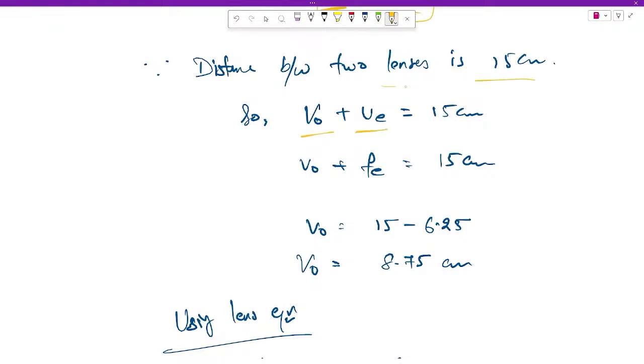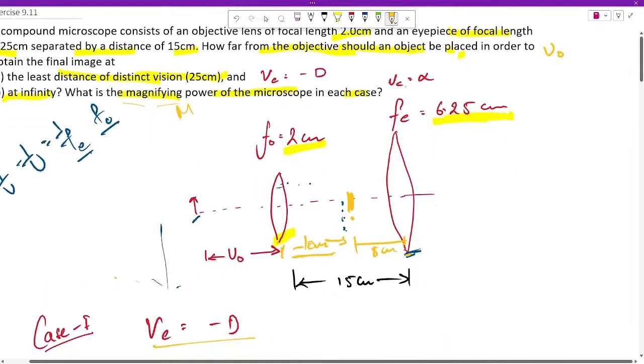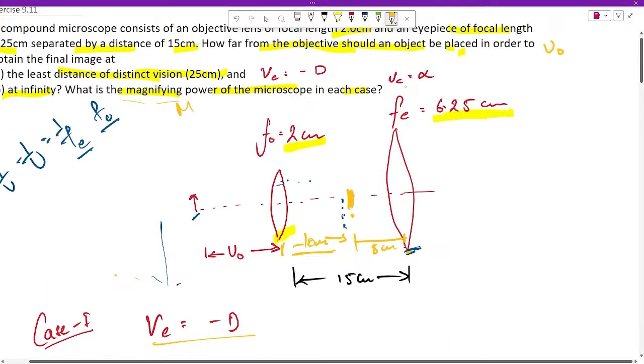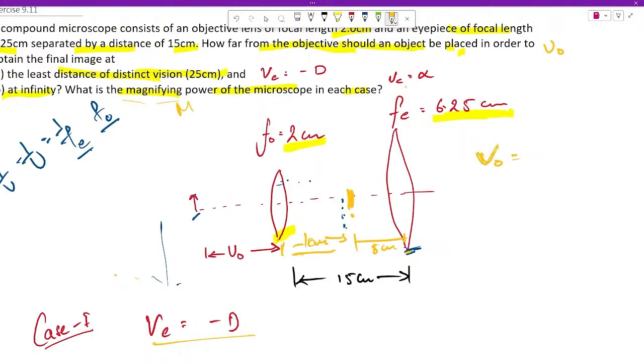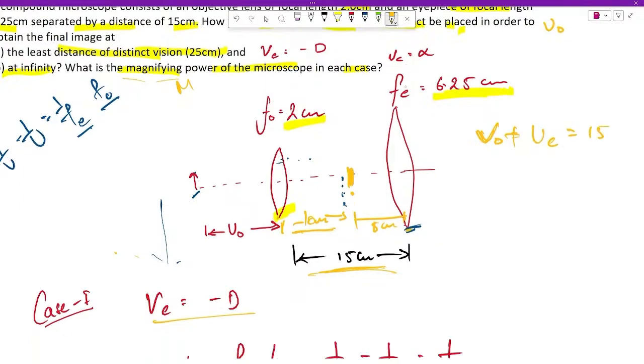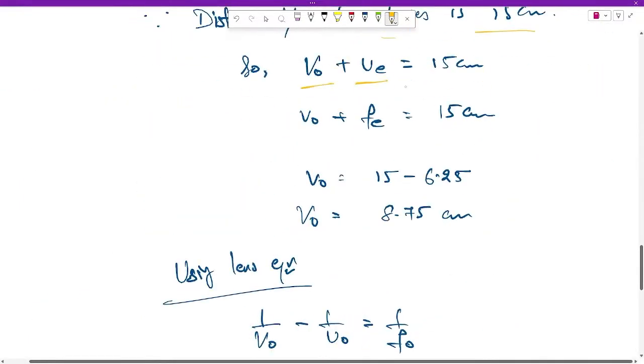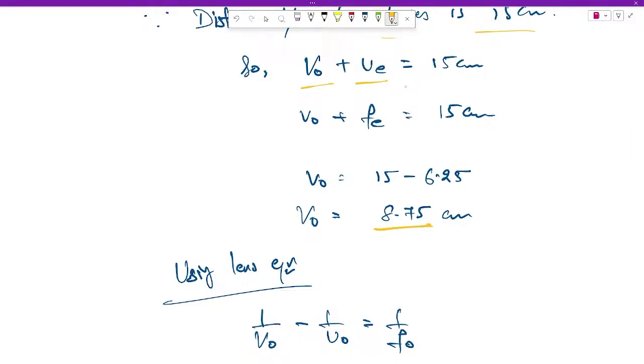So VO plus UE, let us understand with this diagram. VO is the image formed by the objective, plus UE, that is, that image is going to be the object for the eyepiece. This will always be equal to 15 centimeter because the distance between the lenses is fixed, 15 centimeter. So using this, we will find out the value of VO, that is the image distance from the objective, and this will give us a value of 15 minus 6.25, that is 8.75.